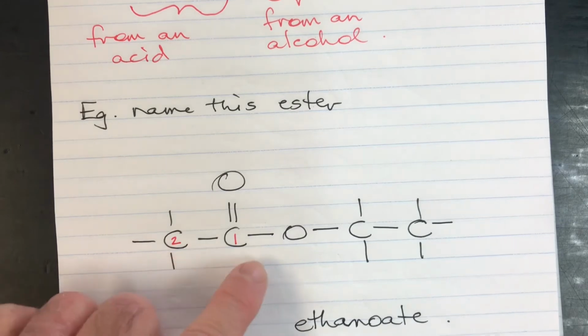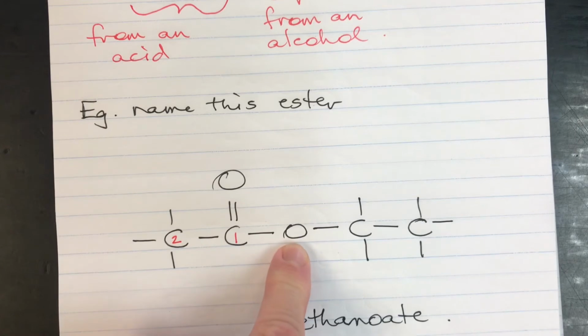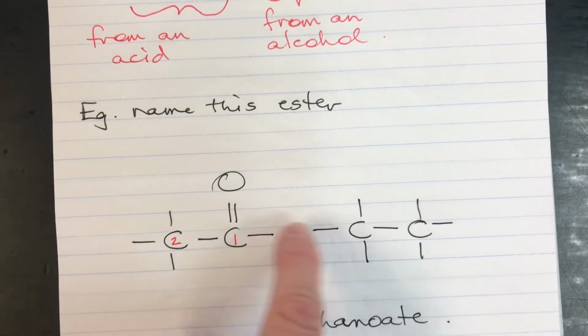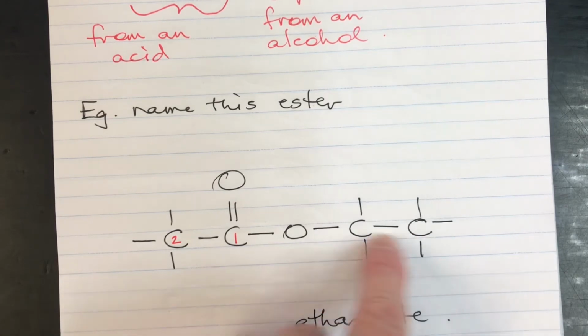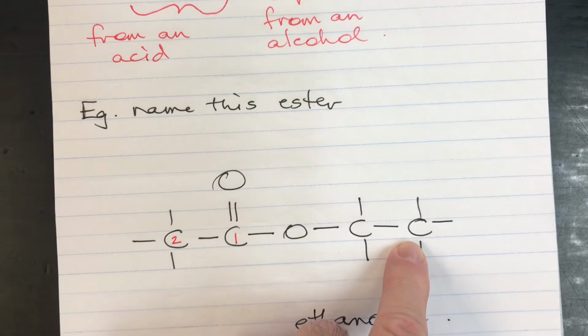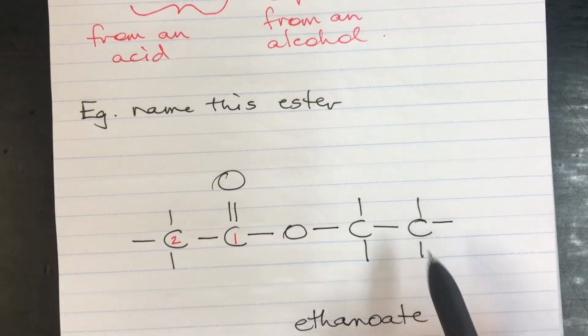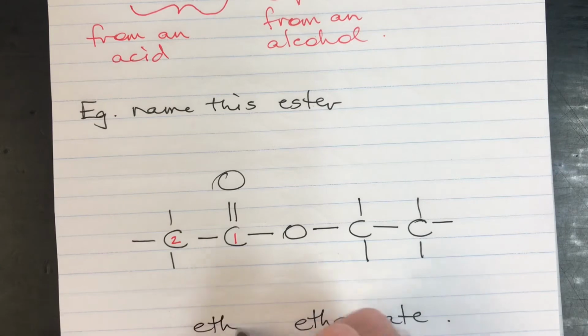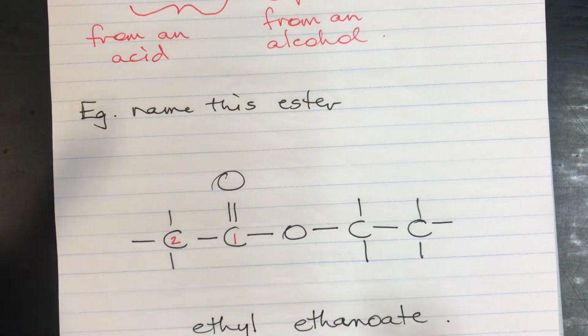The third step is to count the number of carbons in the chain attached to this oxygen. So there's the other oxygen with single bonds either side, and the carbon chain attached to that oxygen is 2. Okay, name the chain and add the suffix -yl. So that's another 2 carbon long chain. So that'd be, instead of ethane, it'd be ethyl. So it'd be ethyl ethanoate. So this molecule is ethyl ethanoate.